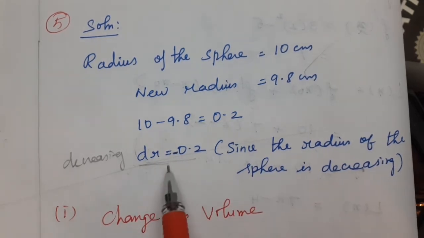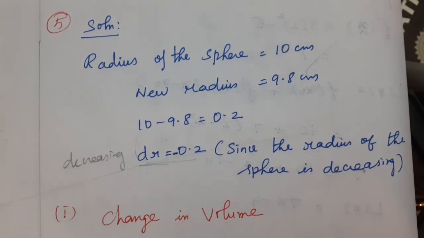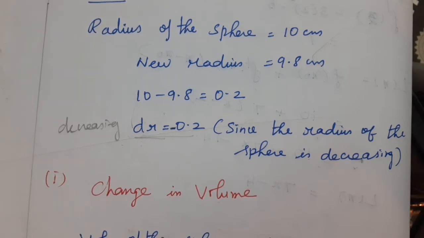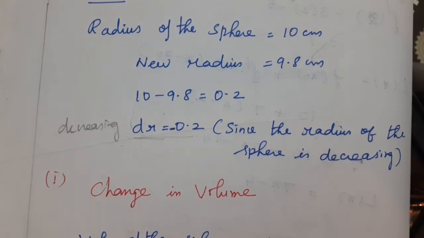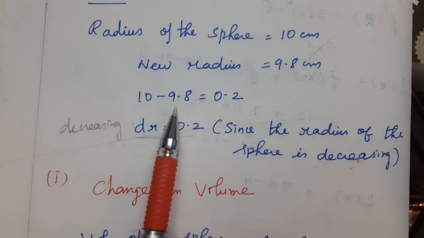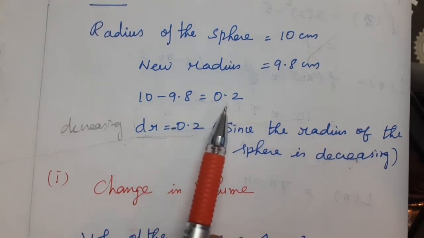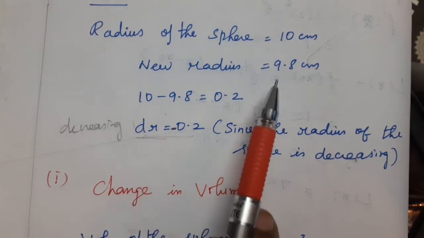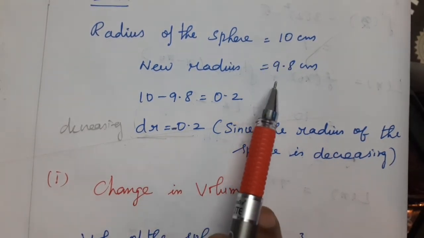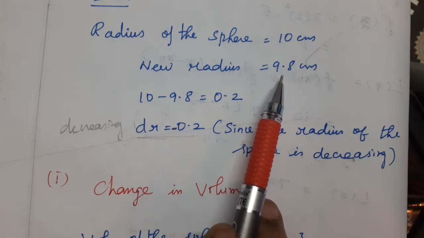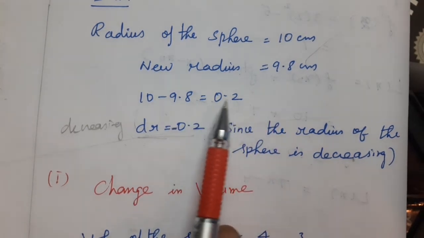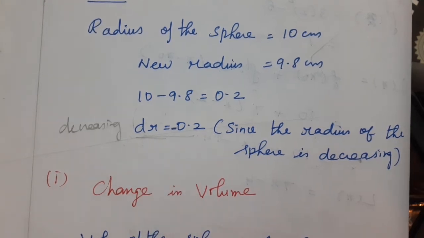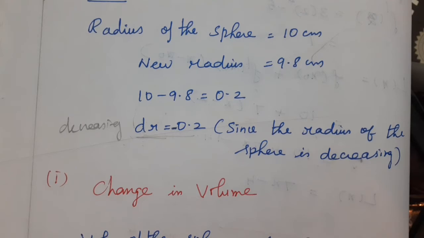Since the radius of the sphere is decreasing, we use the negative symbol, minus 0.2. Increasing means we use the plus symbol, that is, raising. Here decrease uses the minus. So 10 minus 9.8 is 0.2. The original radius is 10 centimeter, the new radius is 9.8. After subtracting, we get the decreasing radius, dr equal to minus 0.2, since the radius of the sphere is decreasing.